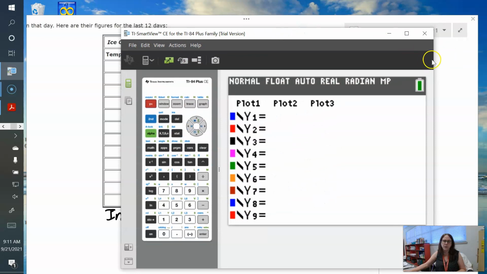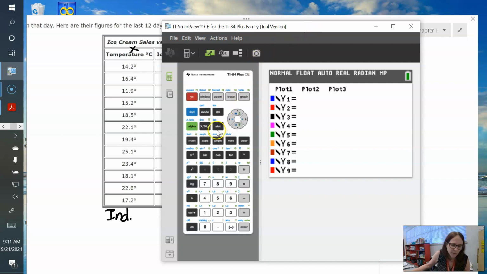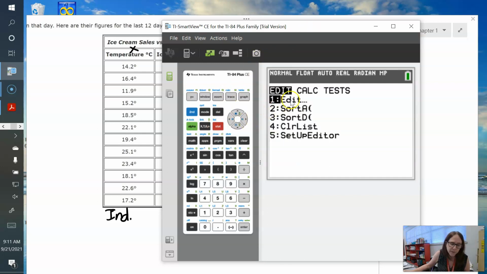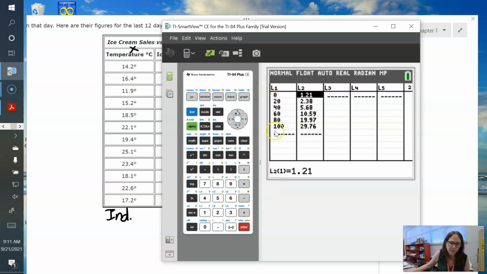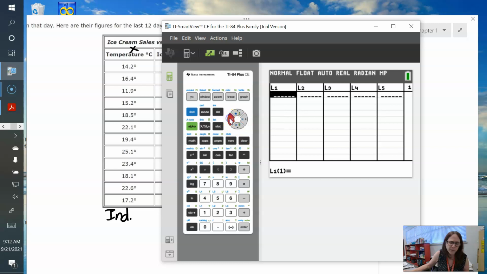And what we want to do is enter in the data. So I'm going to come over here. I'm going to click on Stat. And we're going to do Edit. Now, if you have things in your data sets already, you're going to want to clear those out. I think I can just clear it all at once. So that's cleared out. So you see how everything's cleared out?